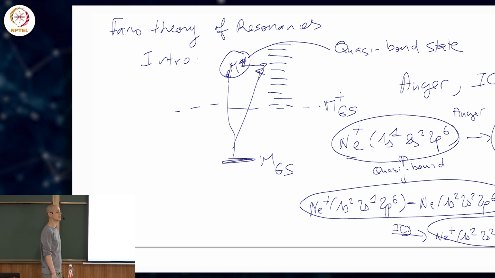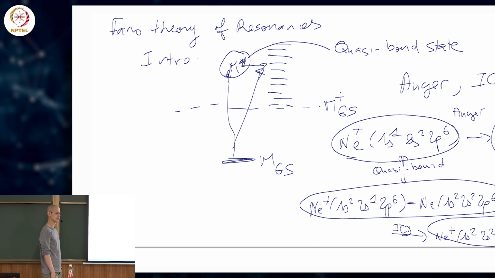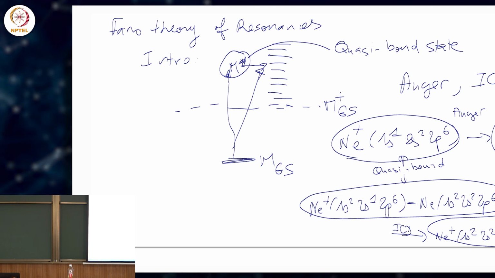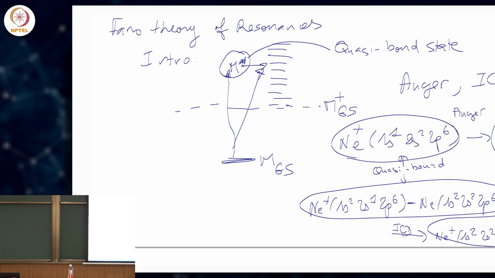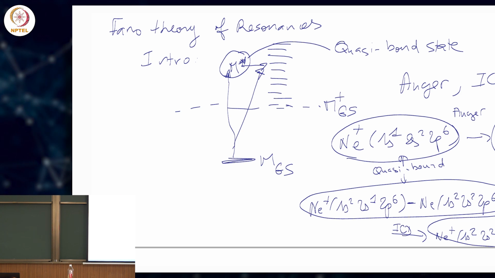It's hard to answer. It depends on the system. So if there is more, yes, yes. Well, you're gonna have a Lorentzian shape for the distribution of your electron.